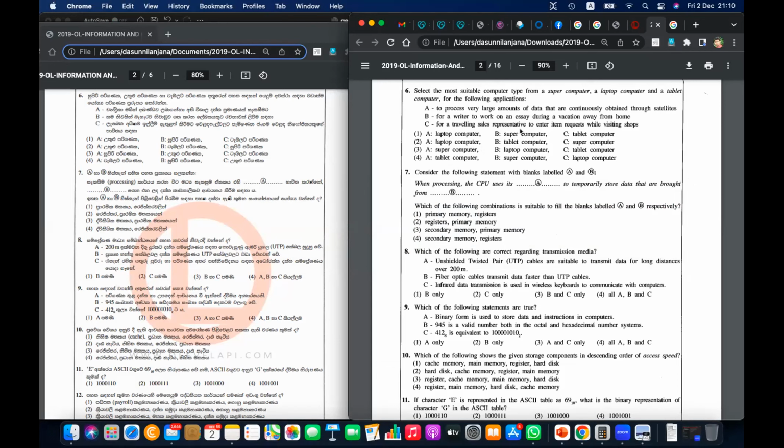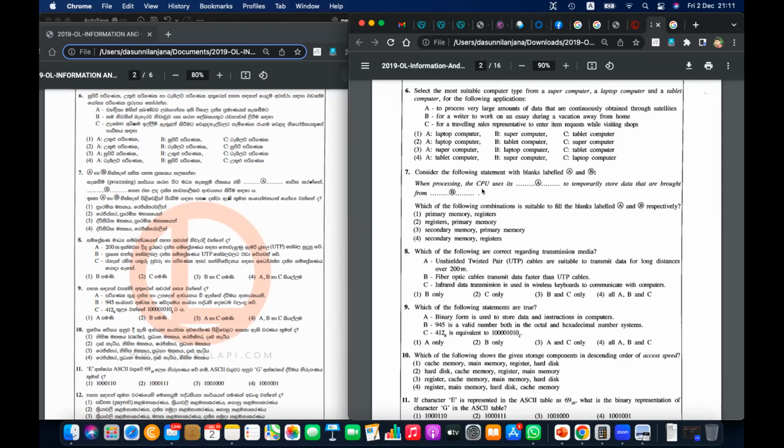For a traveling sales representative moving here and there, it is hard to carry a laptop all the time. Therefore, we can use what? We can use a tablet computer. So the answer is number 3. It's a very, very easy question. Okay, then fill in the blanks.